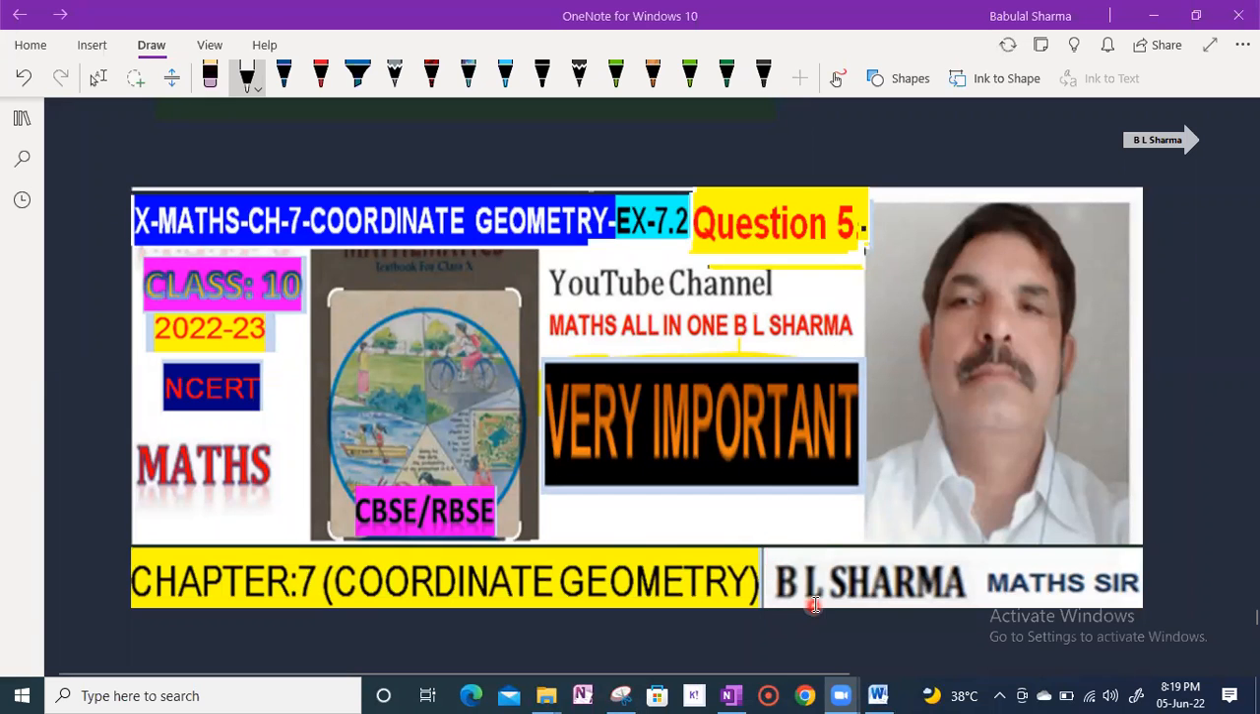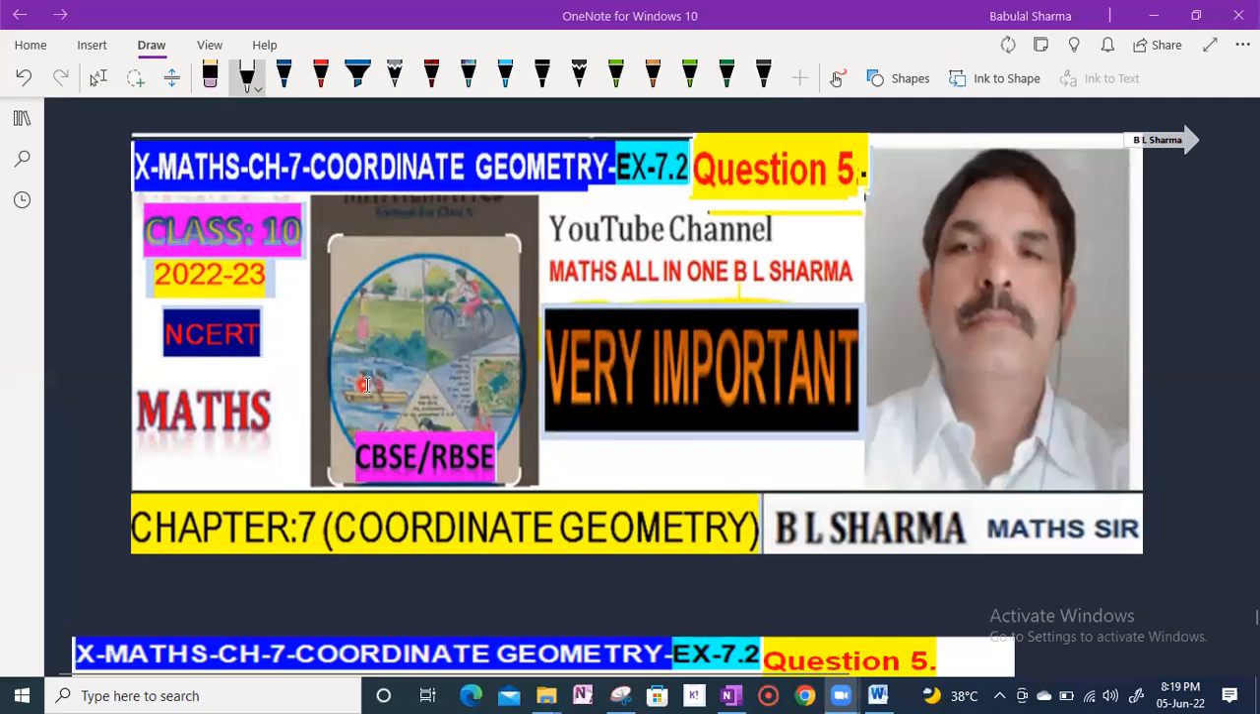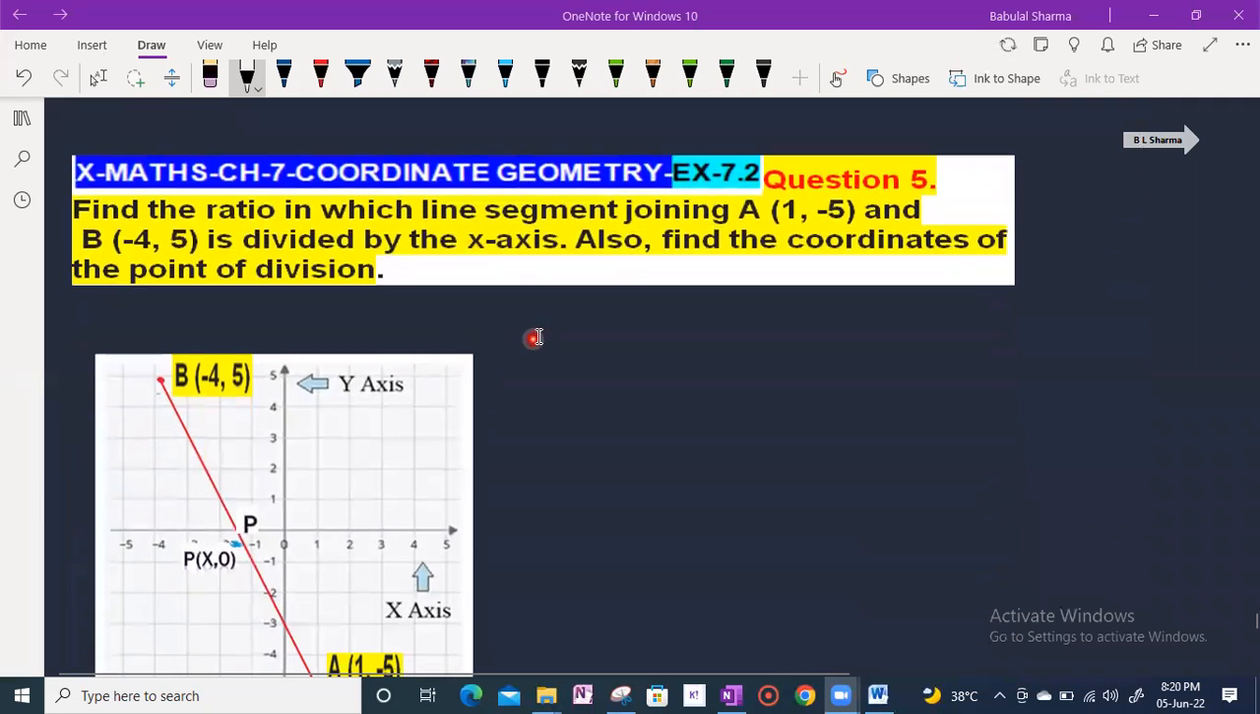हेलो स्टूडेंट्स, मैं BL शर्मा मैथ सॉन्ग डिस्कसिंग क्वेश्चन नंबर 5 of exercise 7.2 of chapter 7, that is coordinate geometry of class 10th NCERT mathematics. This question depends upon section formula. And now the question number 5 is on your screen.